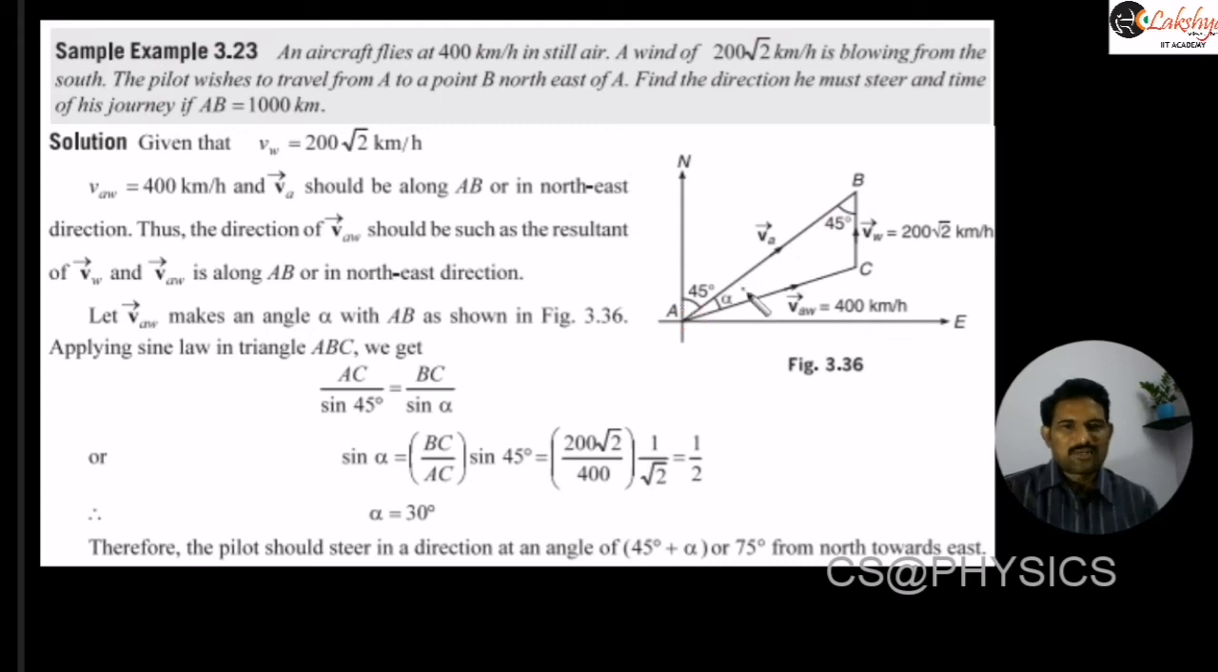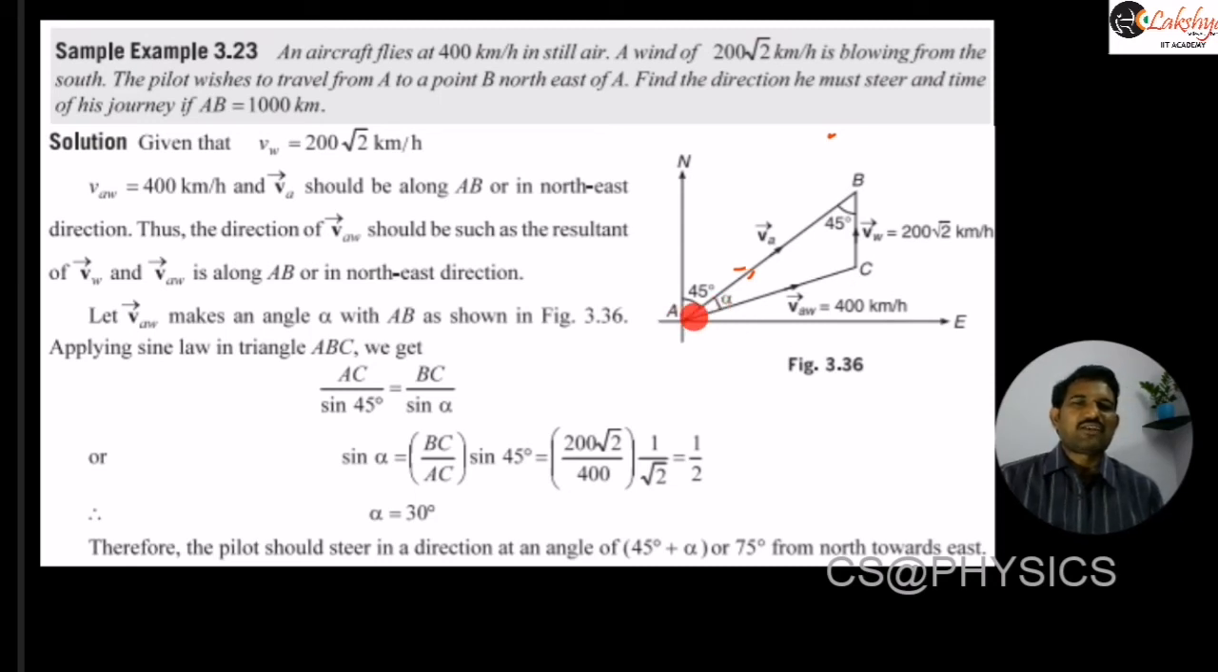Suppose he starts his journey directly along this direction. Then because of the wind he doesn't reach point B. He will reach somewhere else, because there will be some drift along this direction because of the wind, similar to riverboat problems. So in order to overcome this, he should start his journey like this, not directly towards point B.